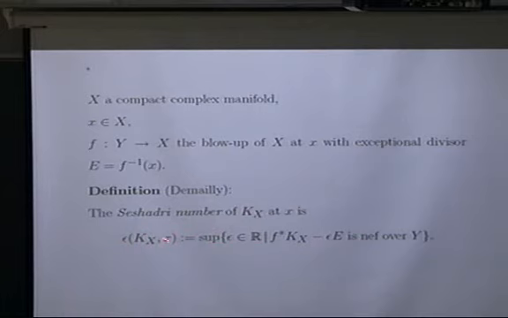You can globalize this by taking infimums over points x in X. So this number is a measure of the positivity of K_X. The idea is that by pulling back and introducing this term, you decrease the positivity of K_X near the point x a little bit, but how much you can do that is really measured by this Seshadri number. So basically, this Seshadri number is a measure of the local positivity of K_X.